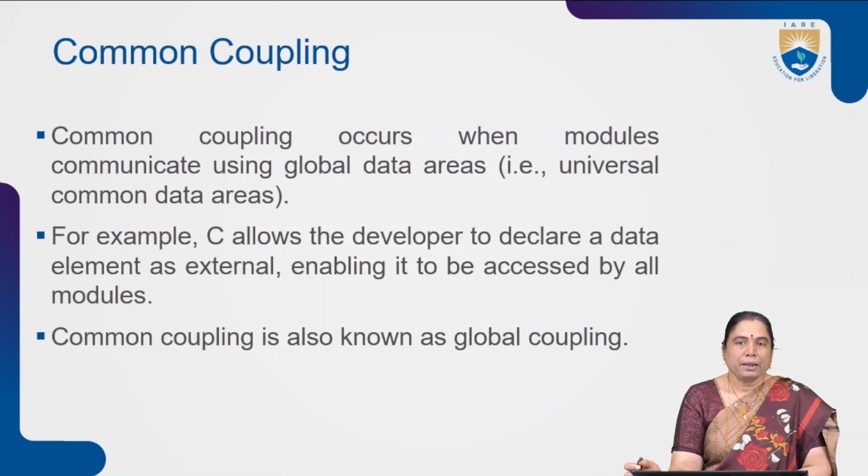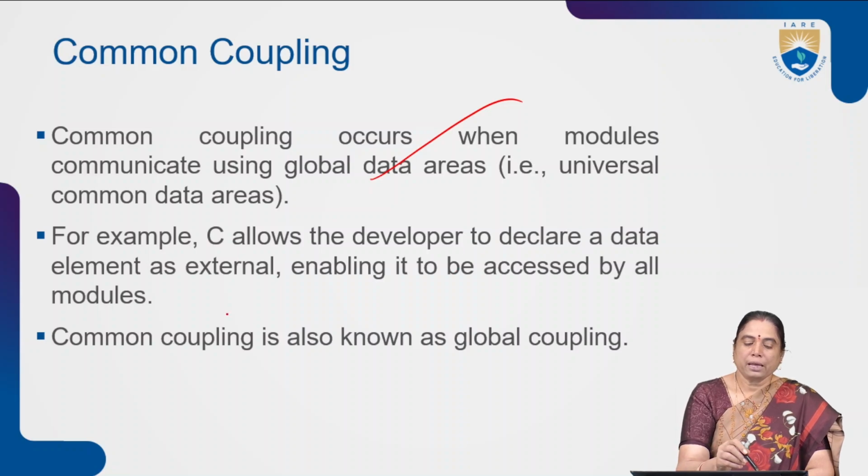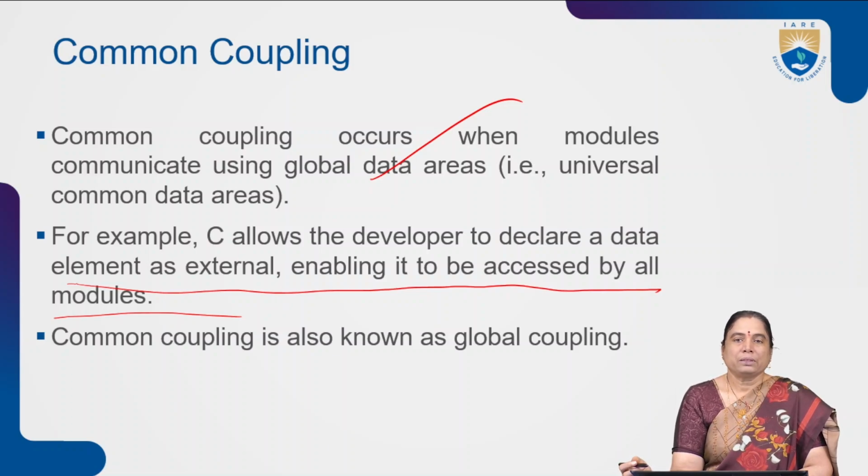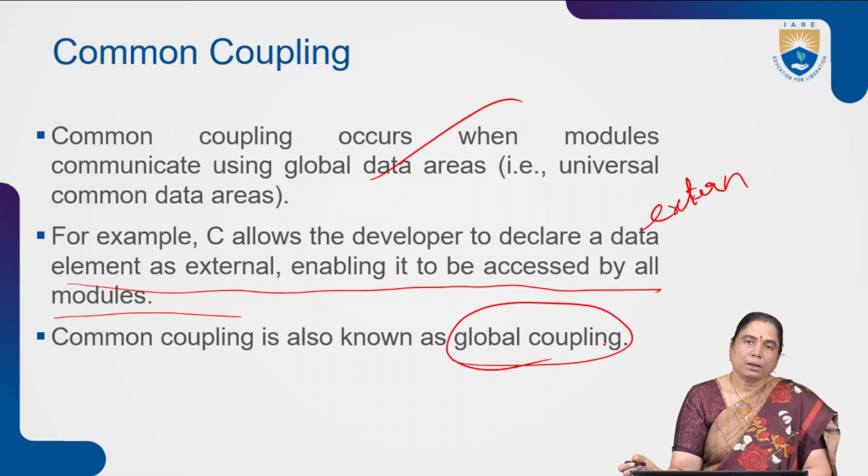Common coupling is the next variety, which occurs when modules communicate using global areas or data. Universal common data areas, global areas or variables are generally used for common coupling. For example, C allows the developer to declare a data element as external, enabling it to be accessed by all modules. The storage class specifier extern in the C programming language is used to declare the data so that it can be accessed by all modules. Common coupling is also known as global coupling.